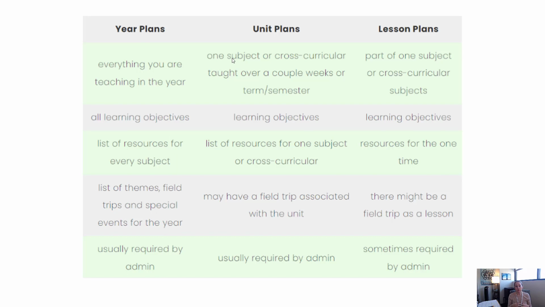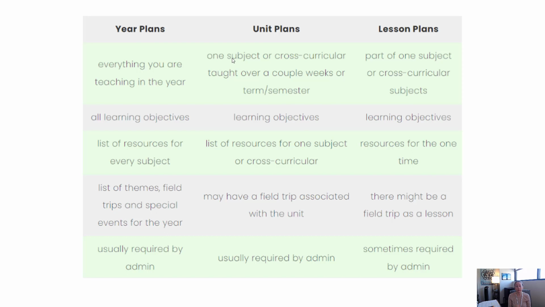Unit plans are essentially a theme. It could be ranging from 2 weeks to 4 weeks to 5 weeks to 6 weeks. This is a series of lessons put together that are themed around one particular subject. So for example, maybe I have a unit plan on circles, which I've been using as an example in this class.